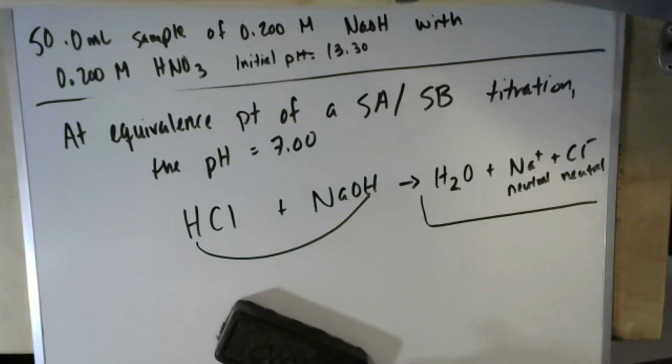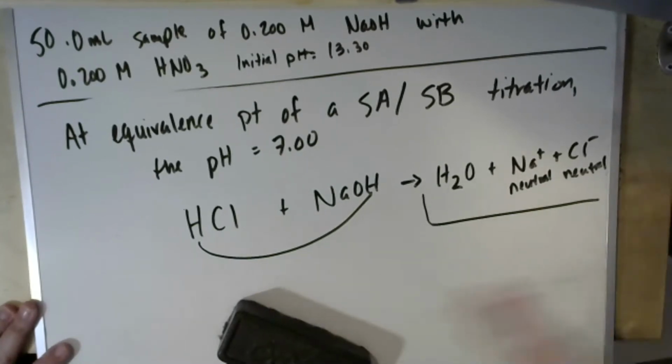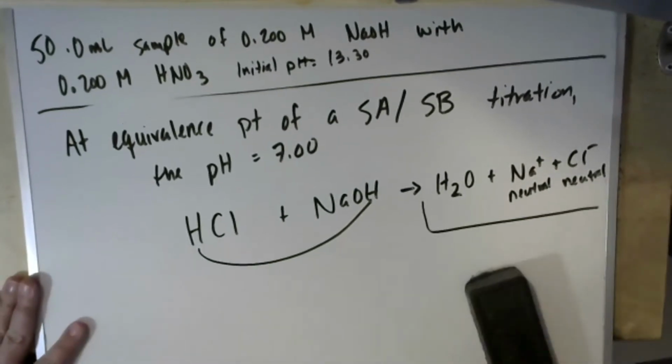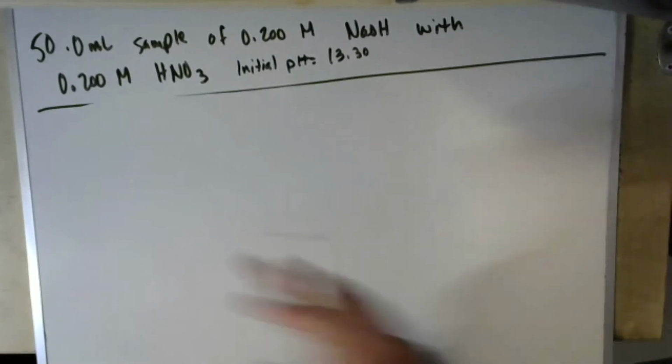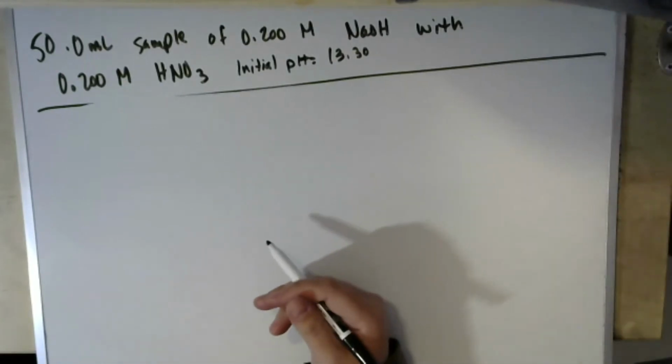That's not true when you're titrating a weak acid or a weak base, because a weak acid is always going to have a conjugate base. And same thing for a weak base, it'll always have a conjugate acid. But for a strong acid and a strong base, their counter ions are going to be neutral.